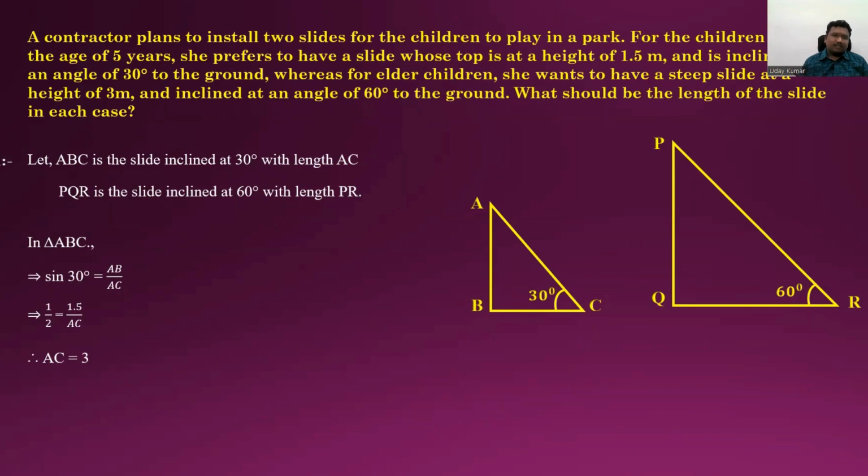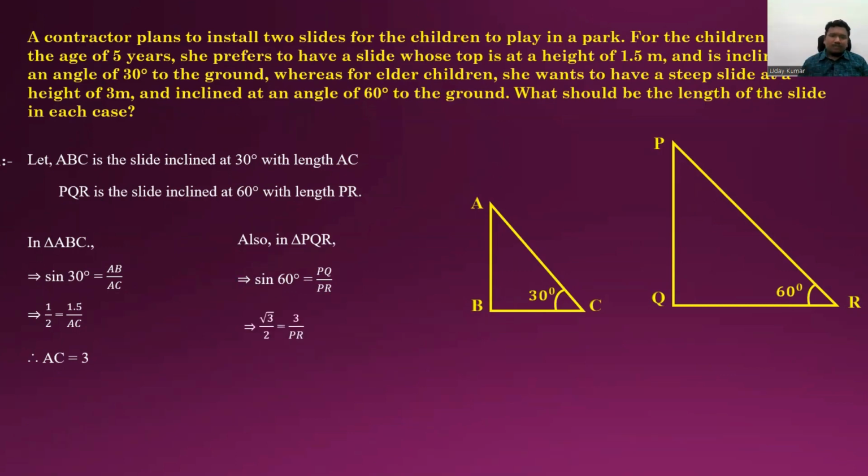below 5 years. Now let us find PR. PR is the slide allotted for the elder children above 5 years. So there also I'll apply the same thing, sine, but in triangle PQR, sine 60 is equal to PQ, the opposite side, by PR, the hypotenuse. So sine 60, how much? Root 3 by 2. So root 3 by 2 is equal to PQ, how much? 3 meters. So we'll substitute those values.